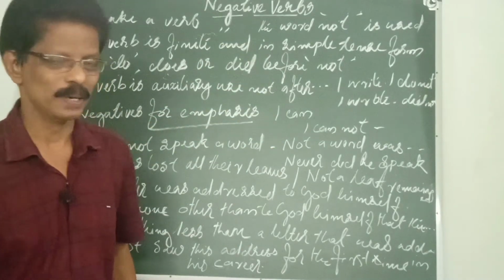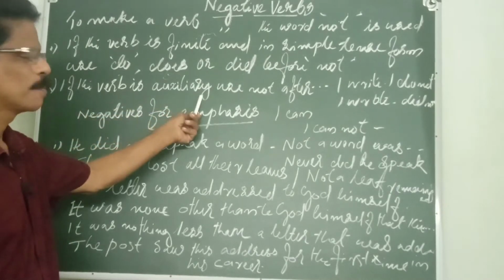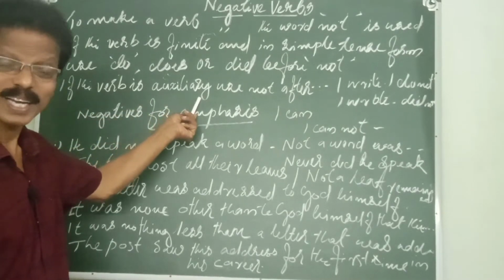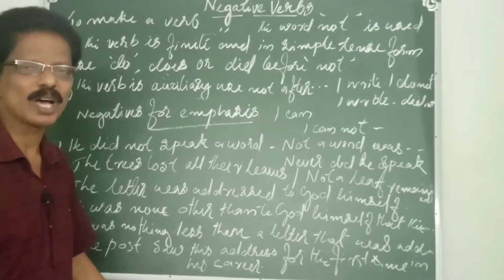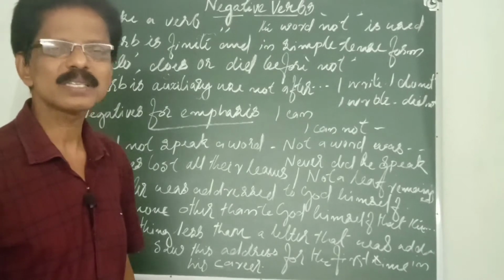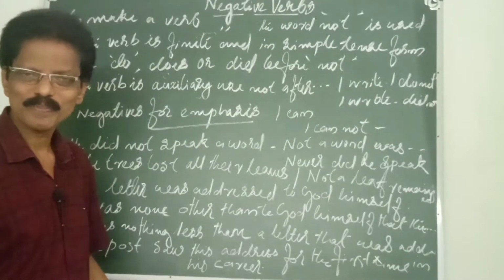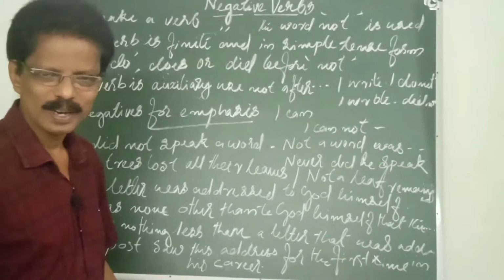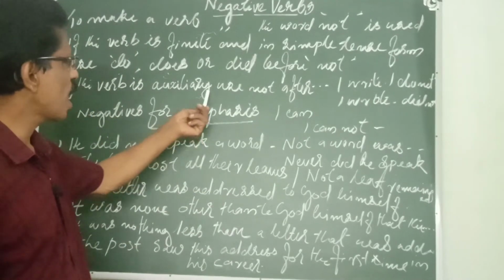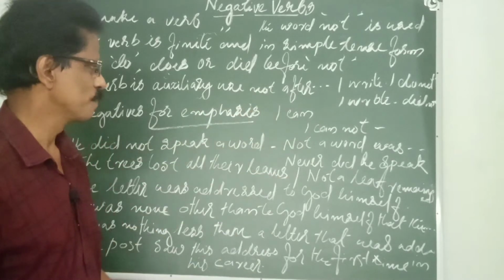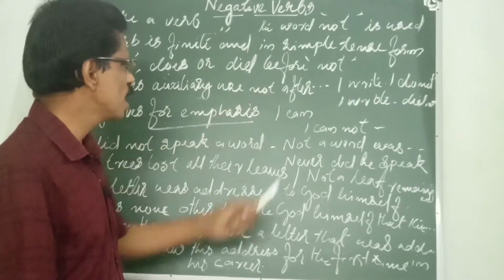Number 2, if the verb is an auxiliary, means helping verb. Auxiliary means what? Helping verb: is, are, was, were, can, could, may, might, shall, will. Modal auxiliary as well as primary auxiliary, whichever auxiliary verb. I may go, I may not go. I can come, I cannot come. He may go, he may not go. He will come, he will not come. So use not after the auxiliary verb. If the verb is an auxiliary, use not after the auxiliary verb.